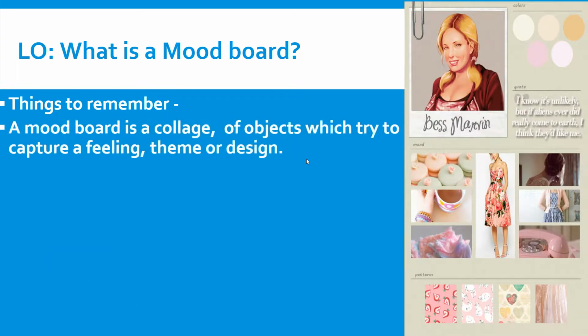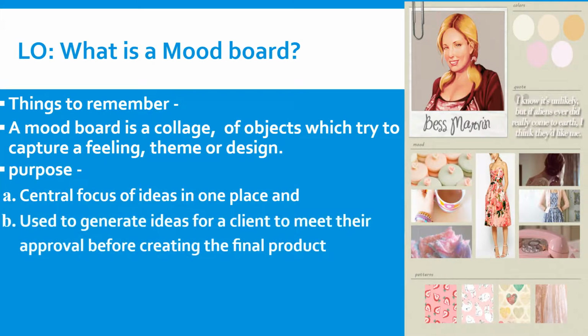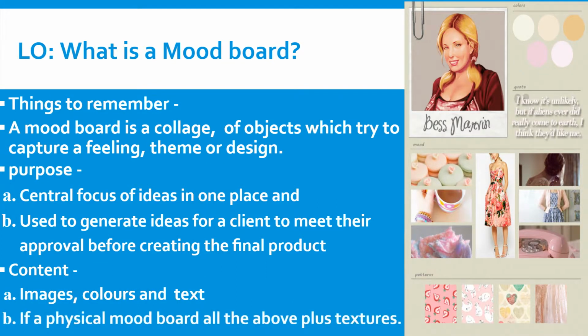Things to remember: a mood board is a collage of objects which try to capture a feeling, theme, or design. Again, objects are things like images, text, fonts, that sort of thing. Purpose of a mood board: it's a central focus of ideas in one place, used to generate ideas for a client to meet their approval before creating the final product. And content of a mood board: images, colours, and text. And if a physical mood board, you'll also include textures as well.